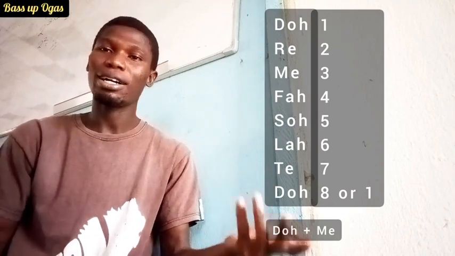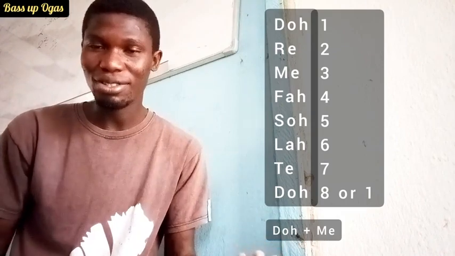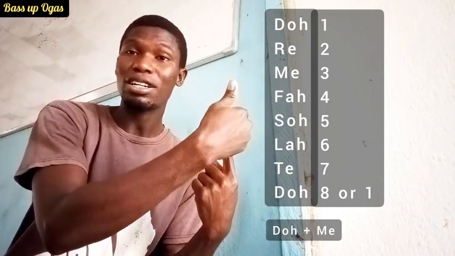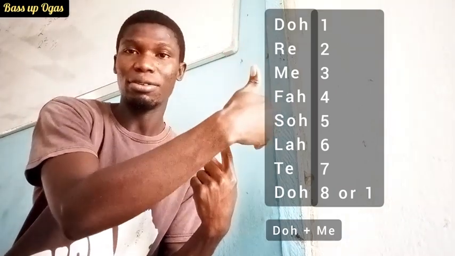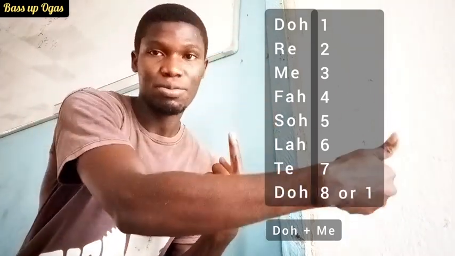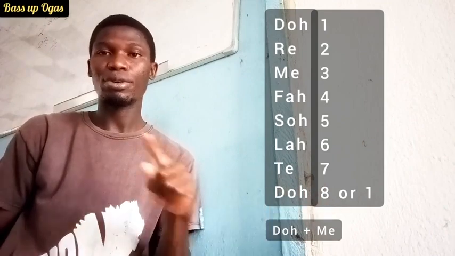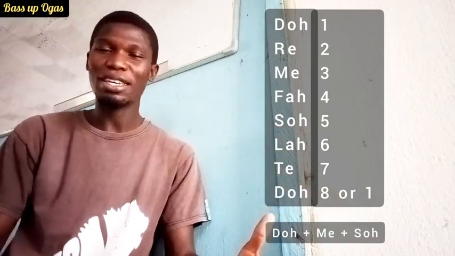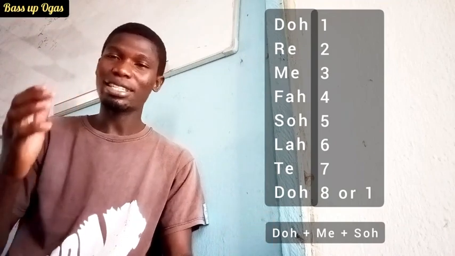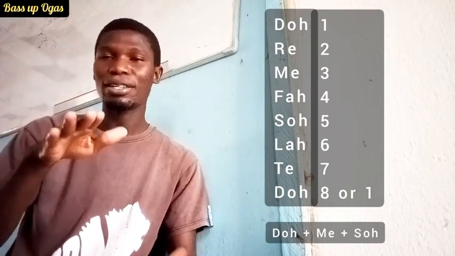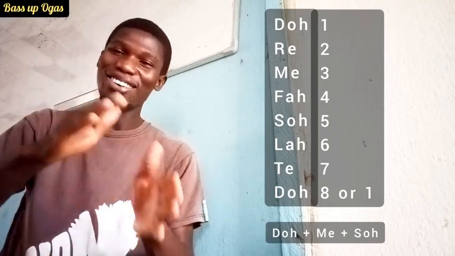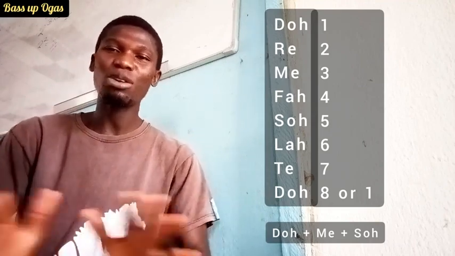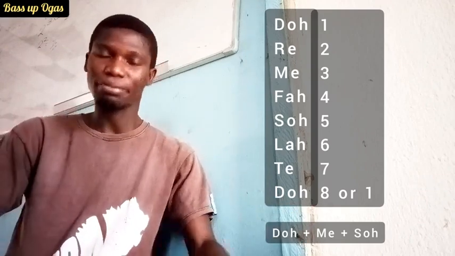Again, skip a note. So after mi, what do you have? You have fa. You skip that one, and you go to sol. So your do chord will be do, mi, sol. That's how you get the notes in a chord, by simply skipping a note. Simple as that.